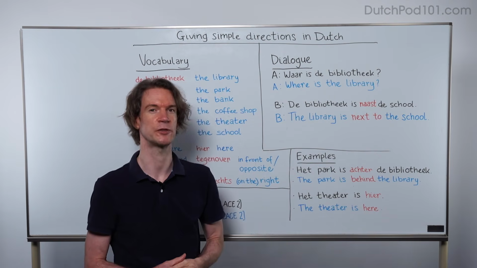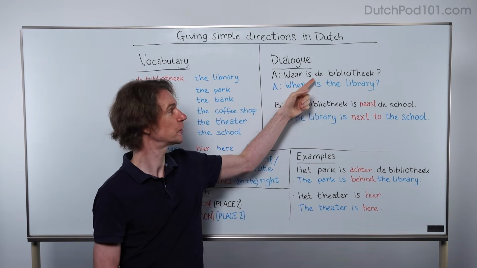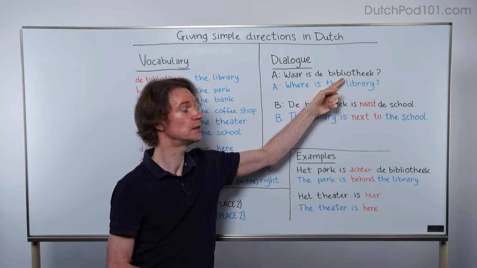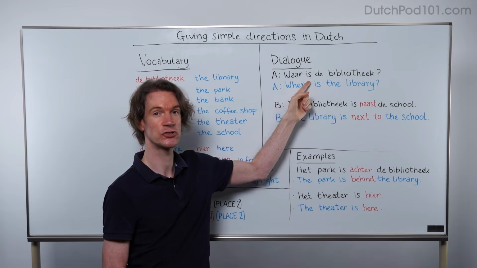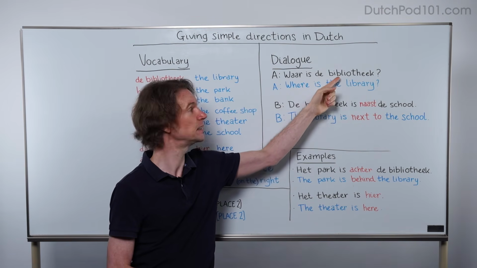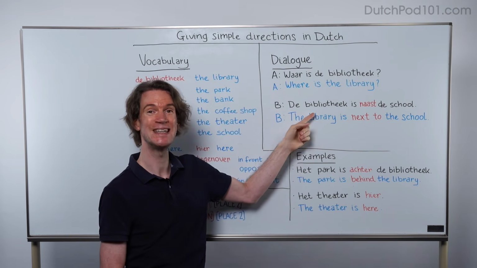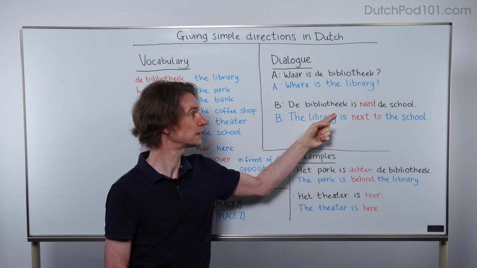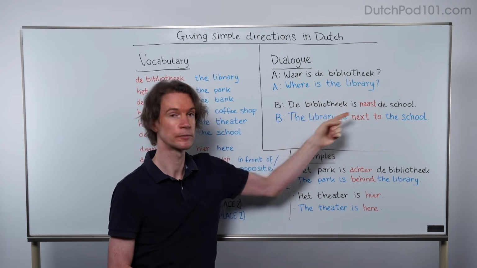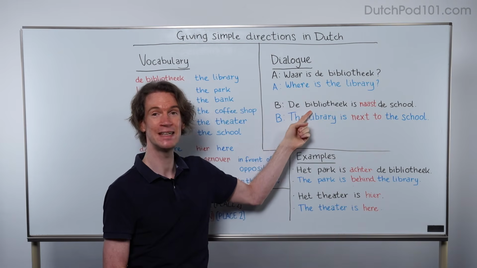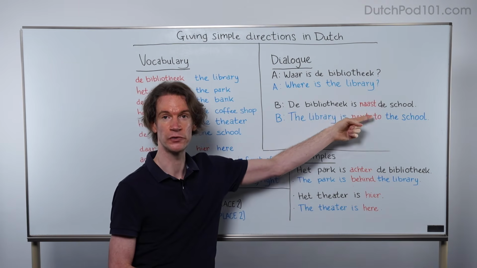Let's do it one more time, a little bit slower. Waar is de bibliotheek? De bibliotheek is naast de school.